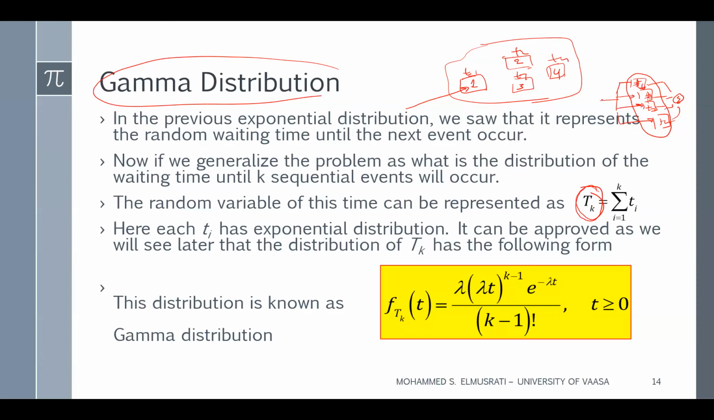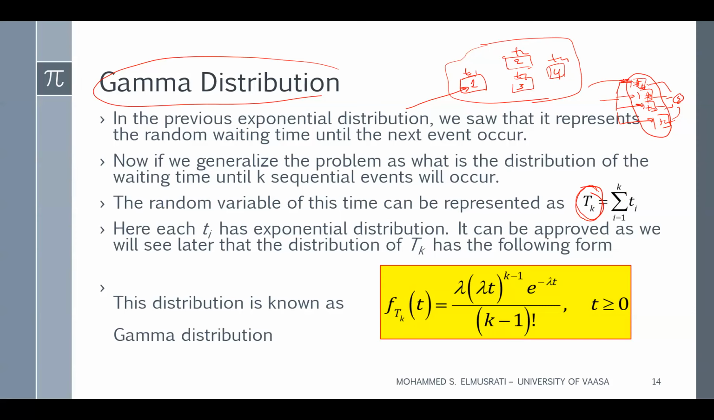Each one is a random variable. It doesn't mean that T1 is greater than T2 or T2 is greater. No. Each one is an independent random variable, and each one follows the exponential distribution that I explained now.